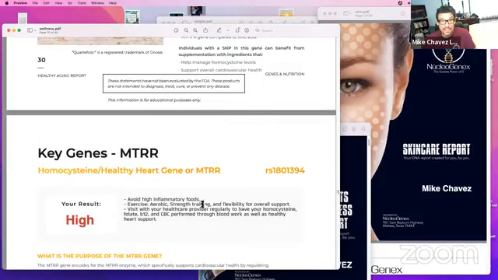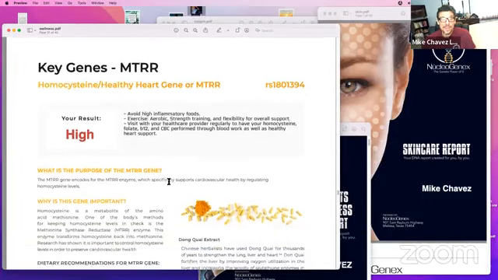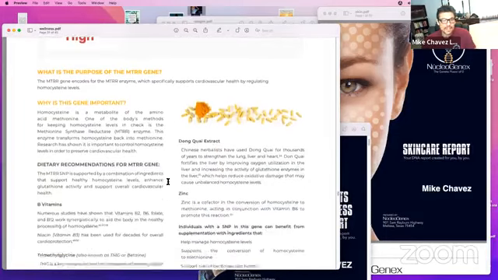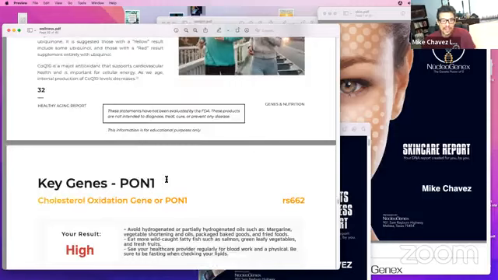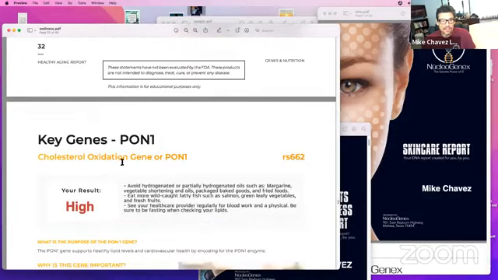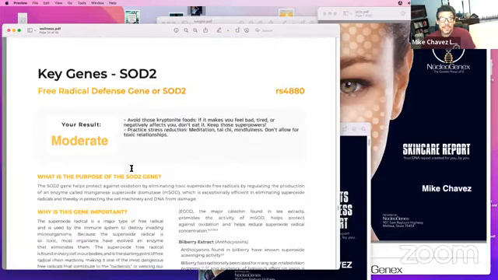And the MTHFR gene is another one specifically for the heart, how your heart metabolizes and your homocysteine level for your heart. Super, super important. Avoid high inflammatory foods, exercise. And then again, it's going to give me some more lifestyle recommendations. So one of the coolest things that I like about this report, again, it starts showing you all these different genes, lifestyle recommendations, and supplements. You put the lifestyle recommendations together with proper supplementation. That's where the magic happens for ultimate health.